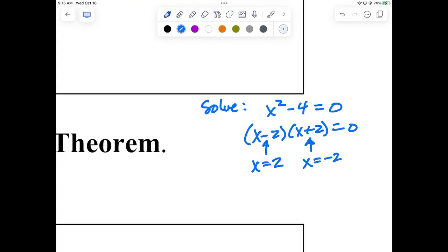That's using the factor theorem. It basically says if you know a factor, you know the root. It's just the value that when you plug in there makes it 0. Well, it works the other way around as well. If I told you x equals 2 is the root, guess what a factor is? X minus 2. And if I told you x equals negative 2 is the root, guess what the corresponding factor is? X plus 2, x minus negative 2.